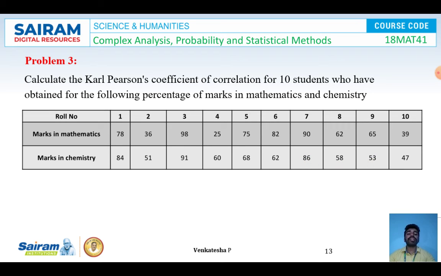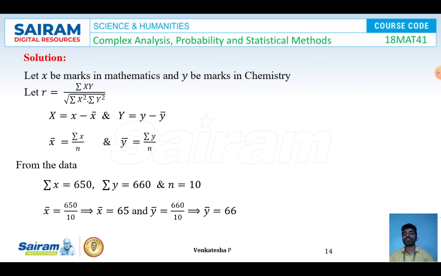So now for this data, I am going to calculate the Karl Pearson's coefficient of correlation. So I will be assuming let x be the marks in mathematics and small y be the marks in chemistry. So r is given by summation capital X into capital Y divided by square root of summation x square into summation y square. So capital X is equal to x minus x bar and capital Y is equal to y minus y bar. So x bar is equal to summation x by n and y bar is equal to summation y by n.